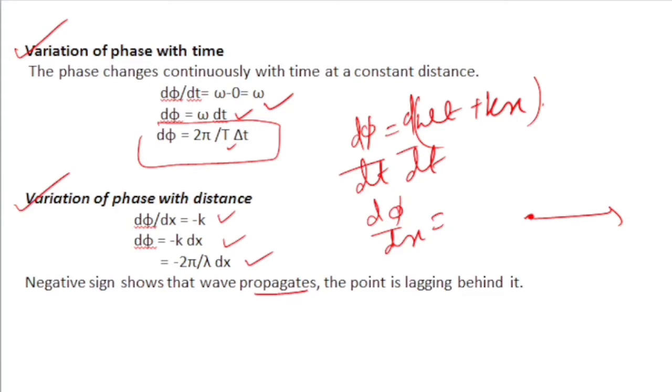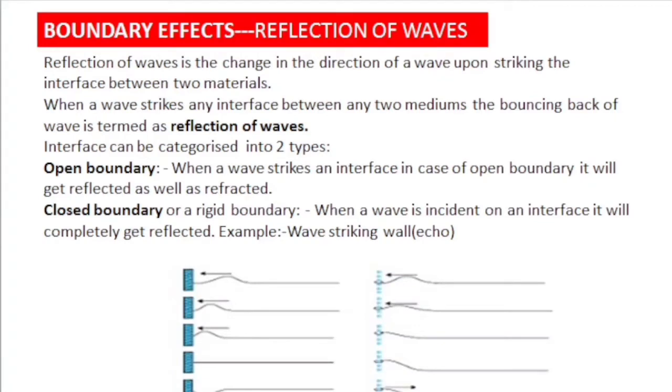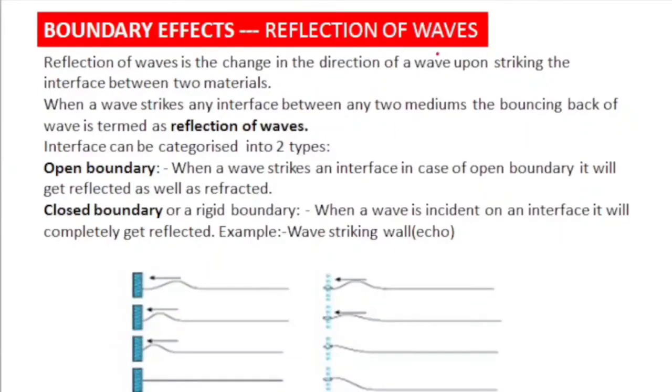After this, the next important topic is boundary effects, which you can also call reflection of waves. So first, what do you mean by reflection of waves? Reflection of waves is nothing but the change in direction of a wave upon striking the interface between two materials. It means bouncing back of the wave. This is called reflection of waves.